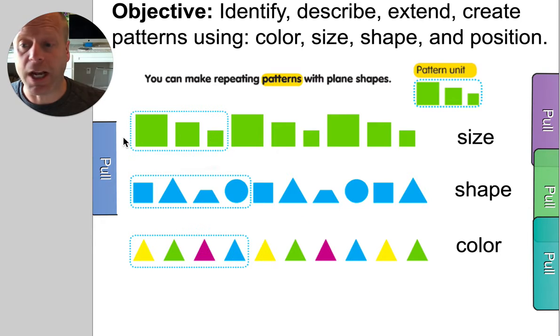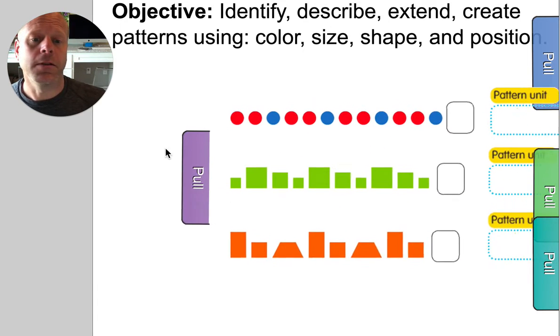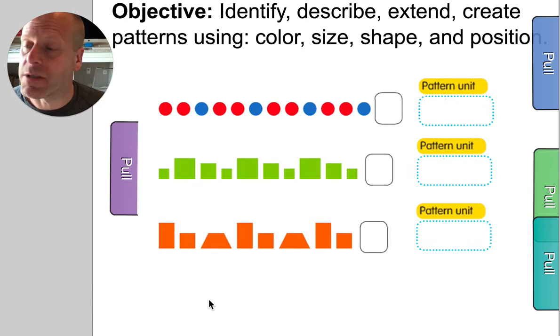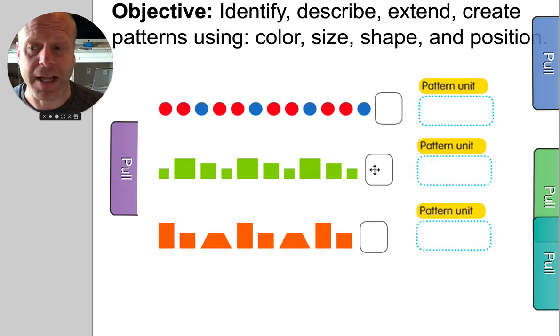So the first thing I want you to be able to do, identify the pattern unit and maybe extend the pattern. Using one attribute would be nice. So here I have some very simple patterns. Your job is going to be to find the pattern unit and extend the pattern. That's the job for today. We'll practice on 3, and then I'll show a few that you can do for me.